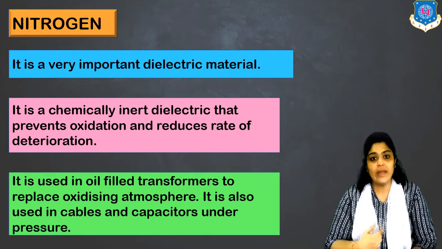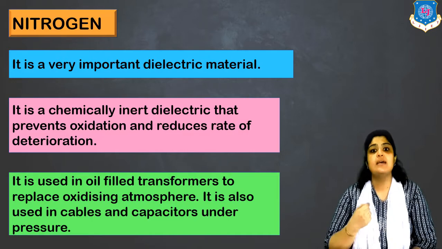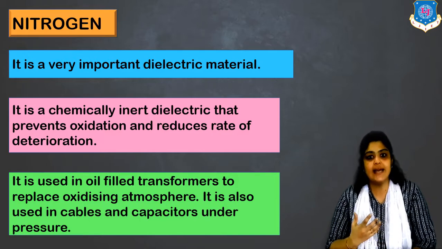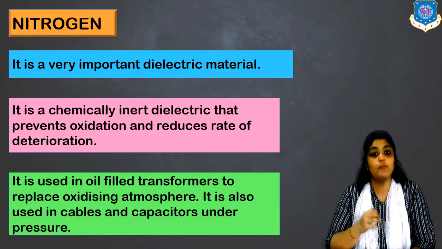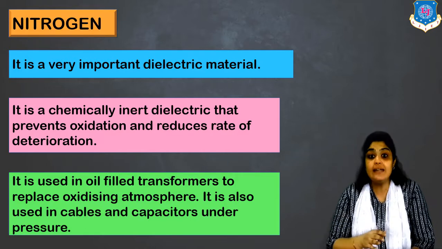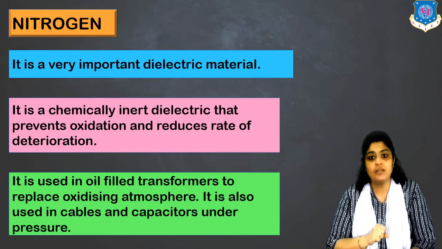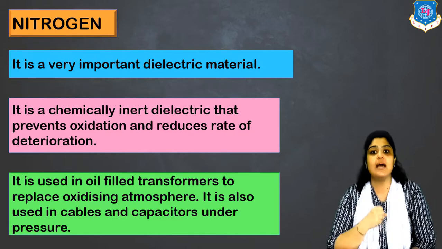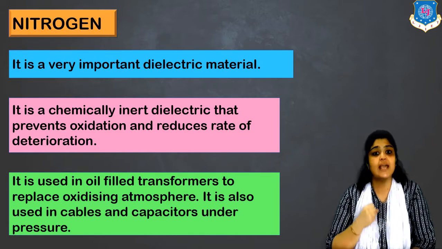Nitrogen is used in oil-filled transformers, and the basic function is to replace the oxidizing atmosphere, because in oil-filled transformer, if oxidation takes place, there would be rusting, there would be corrosion. So to prevent them, it is filled up with nitrogen. It is also used in cables. It is also used in capacitors under pressure, because nitrogen can tolerate high pressures also.